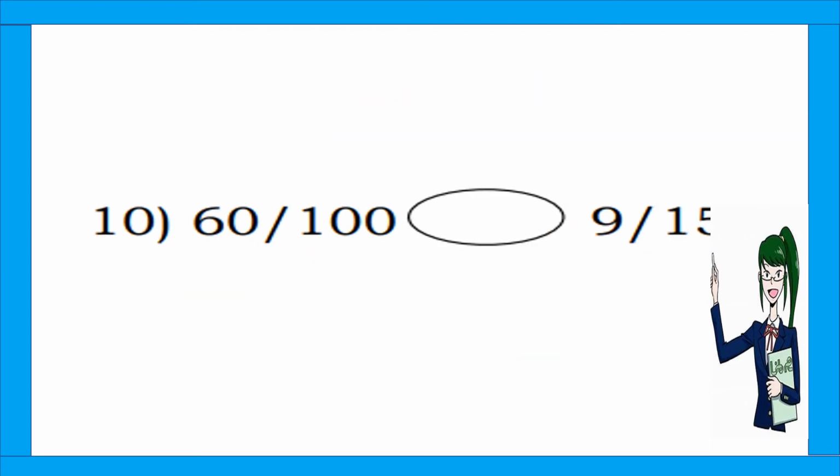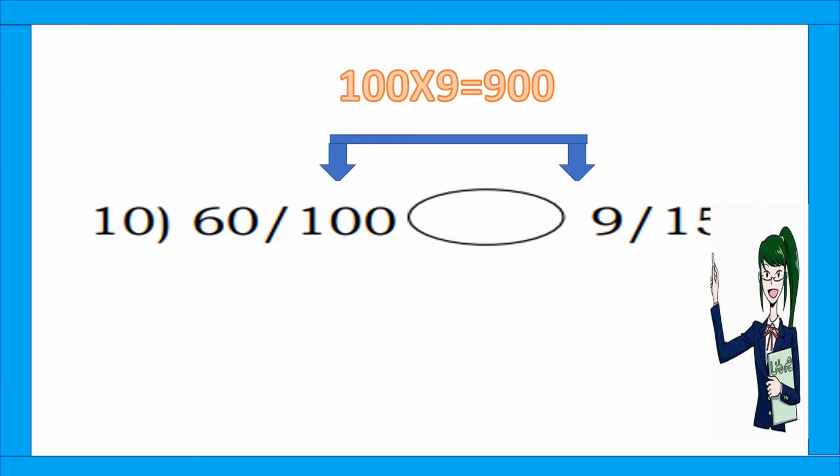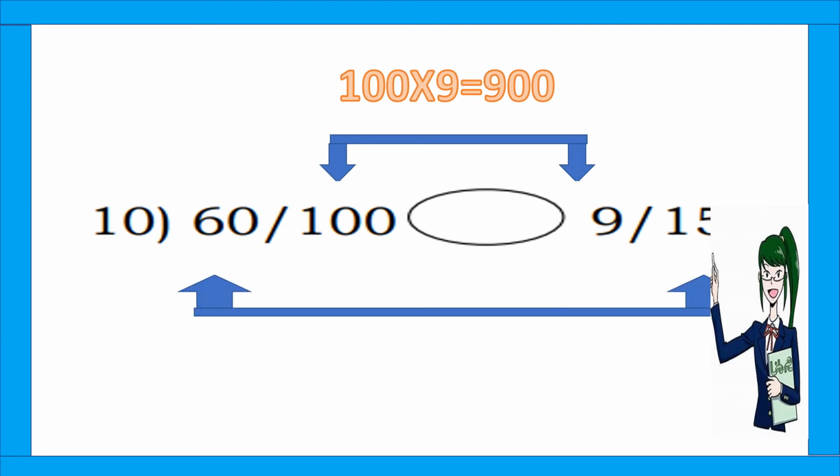Number 10. 6 over 100, blank, 9 over 15. The means are 100 and 9. Get the product of the means. 100 times 9 equals 900. The extremes are 60 and 15. Get the product of the extremes. 60 times 15 equals 900. The products are equal. Therefore, 6 over 100 and 9 over 15 are equal.